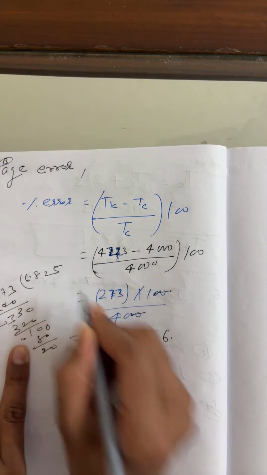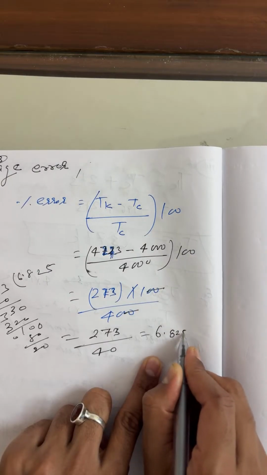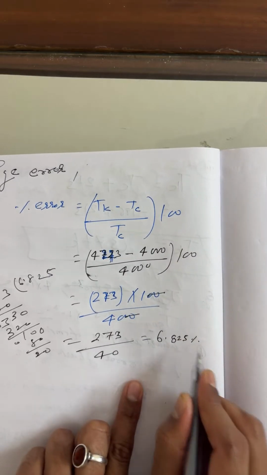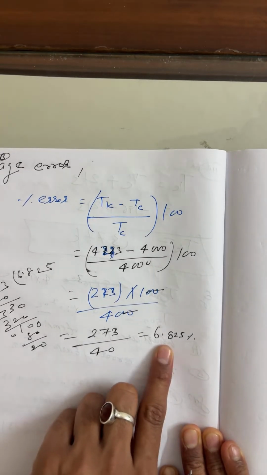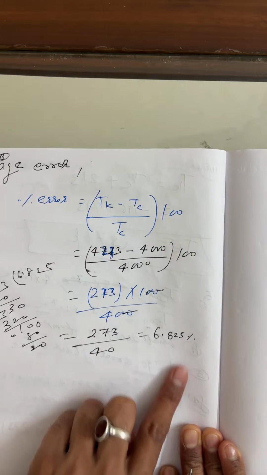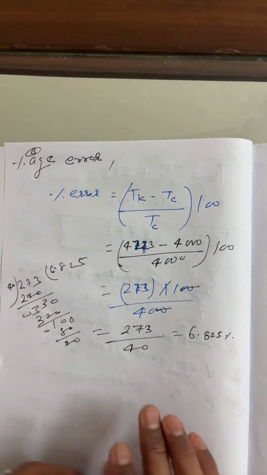20 beta. 6.825 in percentage. But you can't say 7 approx, beta. You can't say 7 approx. Okay, beta, the next question here.